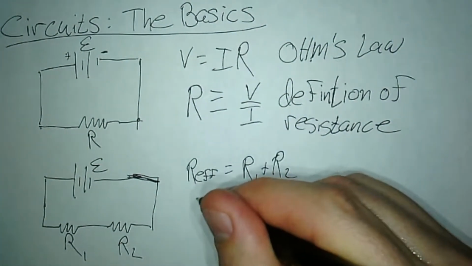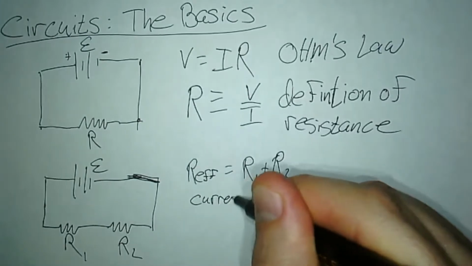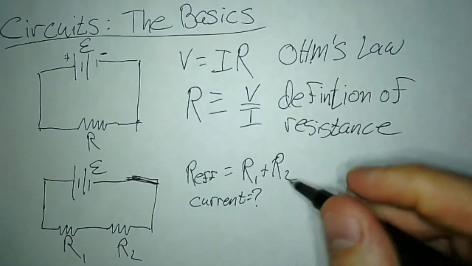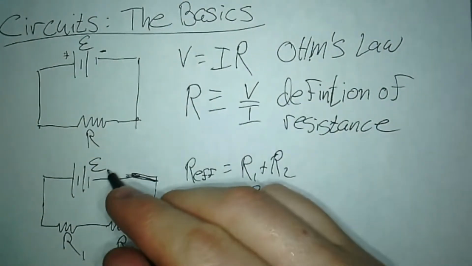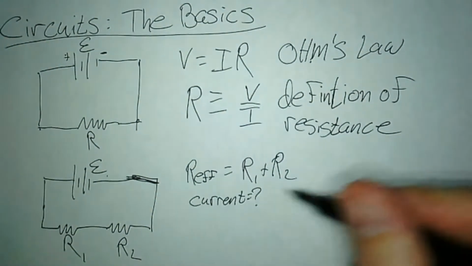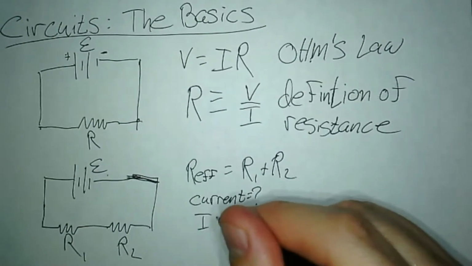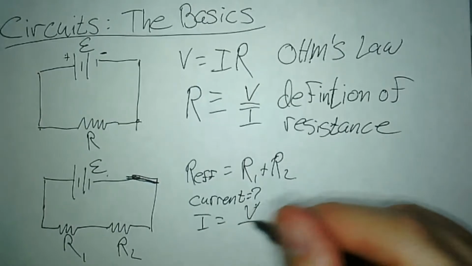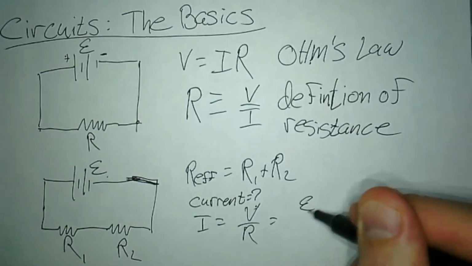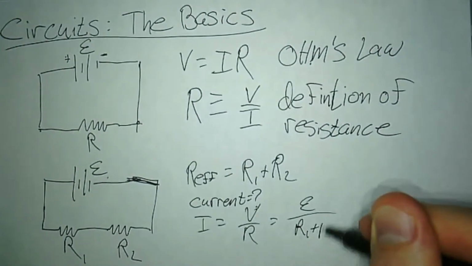Okay, so then how much current flows through my circuit here? Well, if I want to do that, what I could do is find my effective resistance, R1 plus R2, and I know the EMF of the battery. I could then say current is equal to V over R, which is going to be EMF over R1 plus R2.